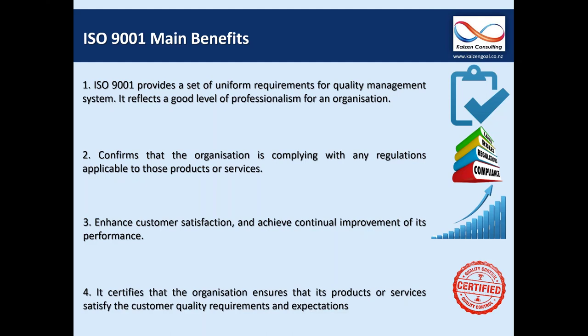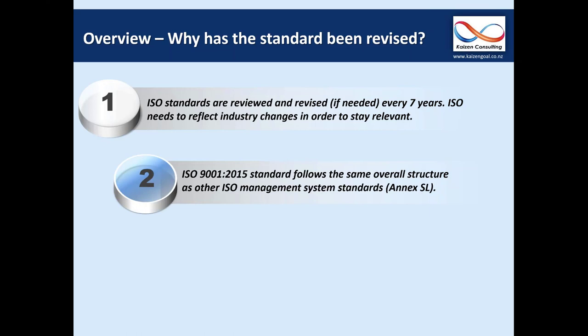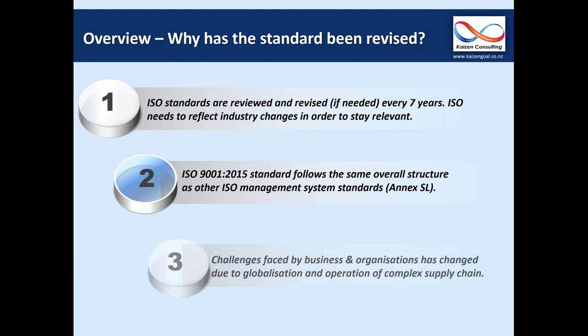Why has the standard been revised? ISO standards are reviewed and revised roughly every 7 years. ISO needs to reflect industry changes in order to stay relevant. The 2015 standard follows the same overall structure as other ISO management standards, the Annex SL. So that is one of the main changes in the new standard. Also, the challenges faced by businesses and organizations have changed due to globalization and the operation of complex supply chains. So should the standard.